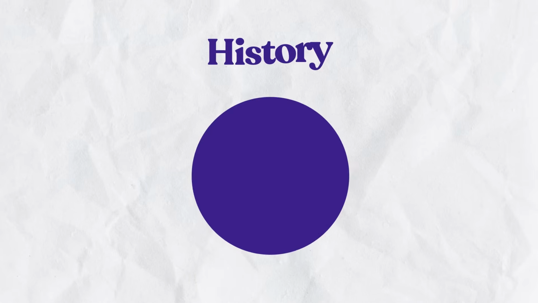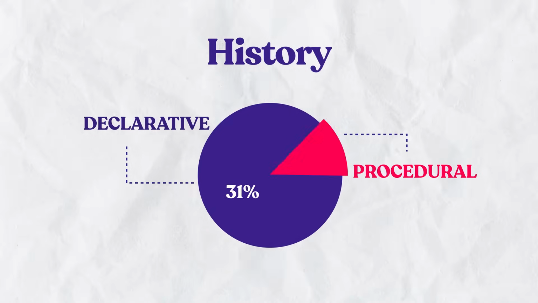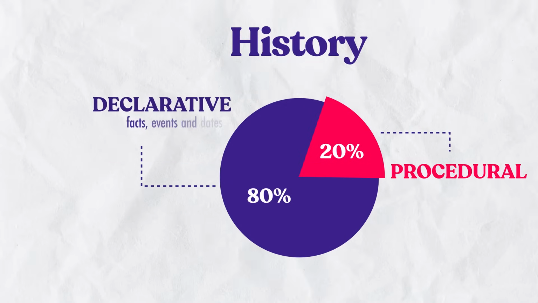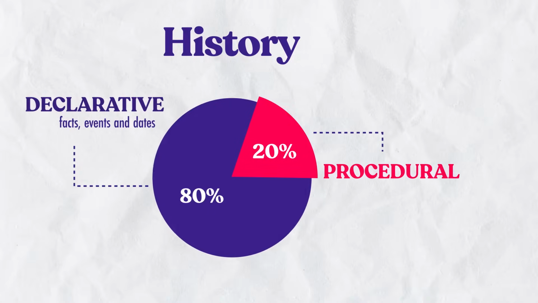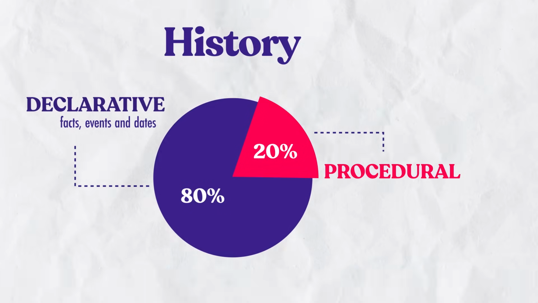And for history, the balance between declarative and procedural knowledge may be 80 to 20, where 80% of the content are facts, events, and dates, and 20% of the content are procedural, where you really just have to have this strong method to writing an essay. So pause this video right now and take some time to list out those subjects and their ratios.